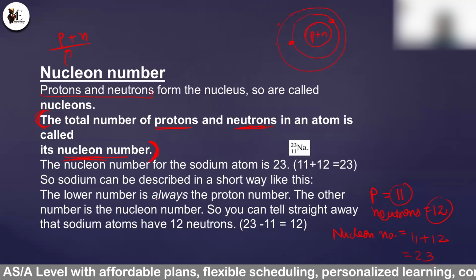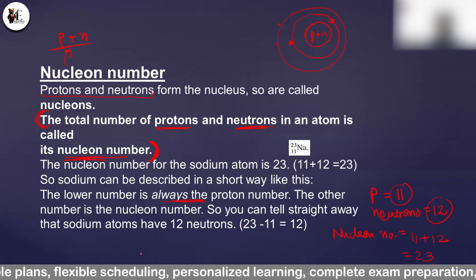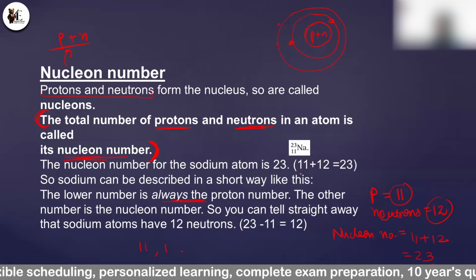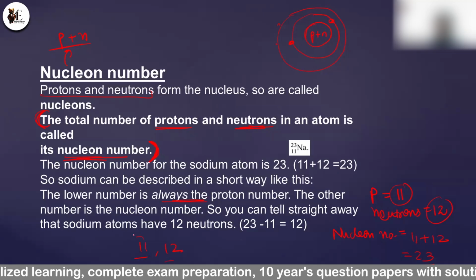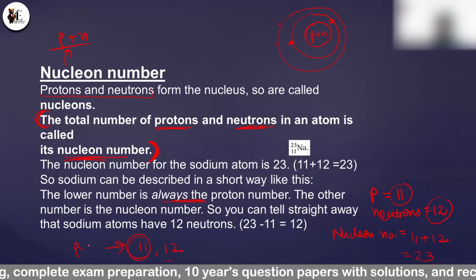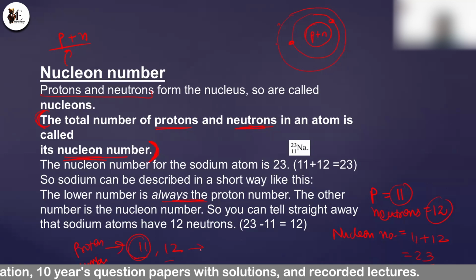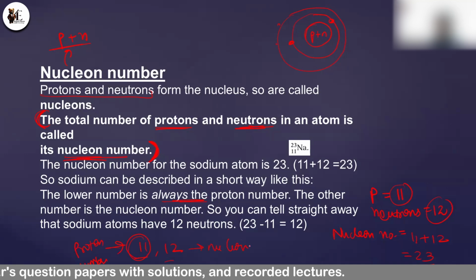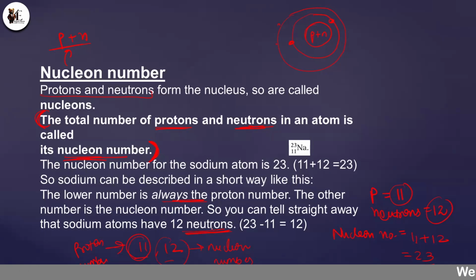The lower number is always the proton number. If you are given two numbers, for example 11 and 12, and I ask which is the proton number and which is the nucleon number, always remember the lower number is the proton number, and the other number is your nucleon number. So you can straight away tell that a sodium atom has 12 neutrons. What is the charge on a neutron?